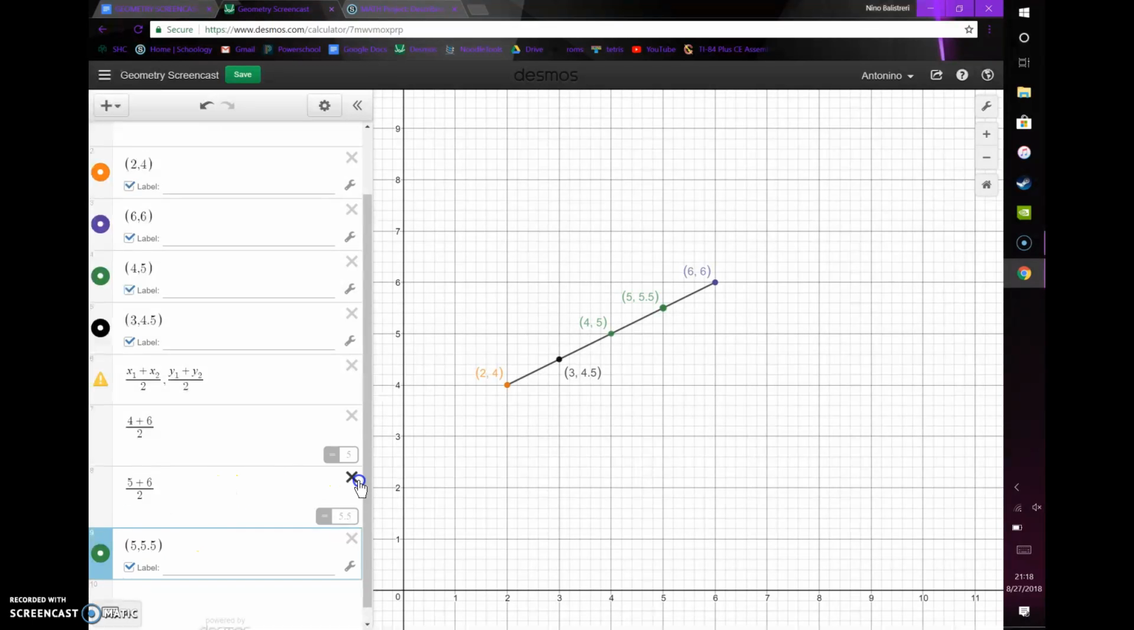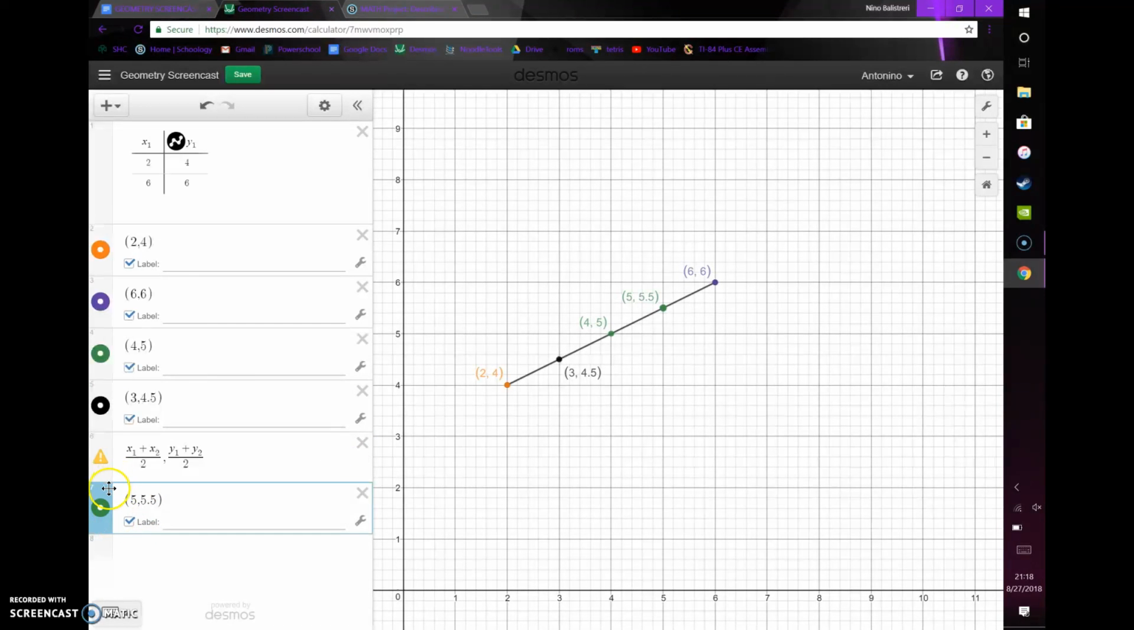And that's the midpoint for our lines. And as you can see, we divided the line into 1, 2, 3 fourths.